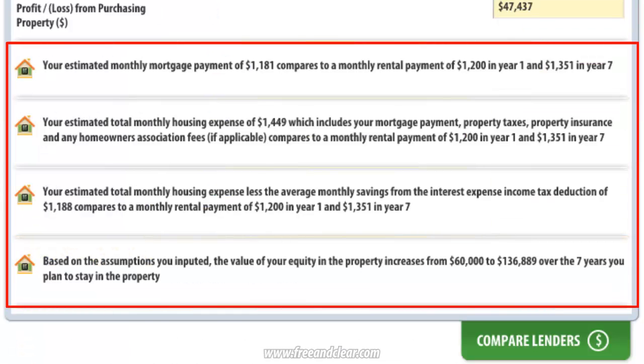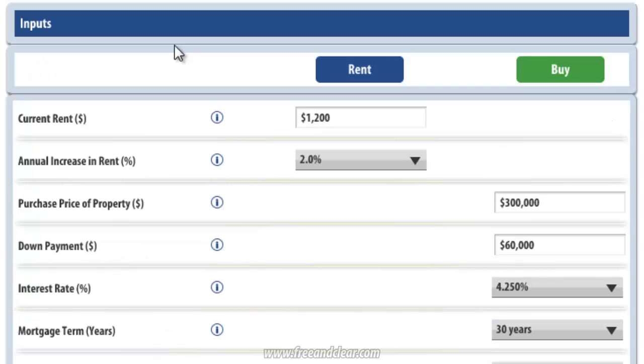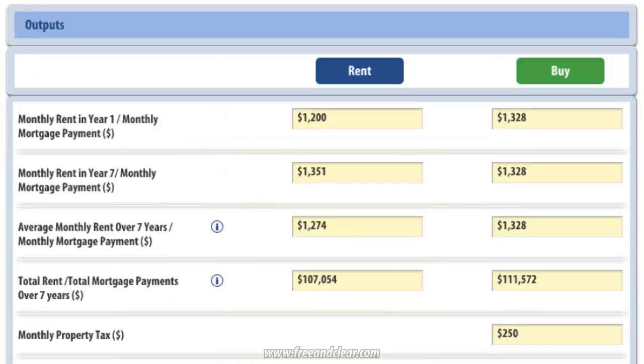At the bottom of the outputs, we have 4 bullets that summarize the comparison between renting and buying, including comparing your monthly rental payment to your monthly mortgage payment, total monthly housing expense, and total monthly housing expense less the interest expense tax deduction benefit. It's important to highlight that you can change the calculator inputs without having to refresh the page. So if I change our down payment from $60,000 to $30,000 and click the calculate button, our outputs update automatically without having to refresh the page.